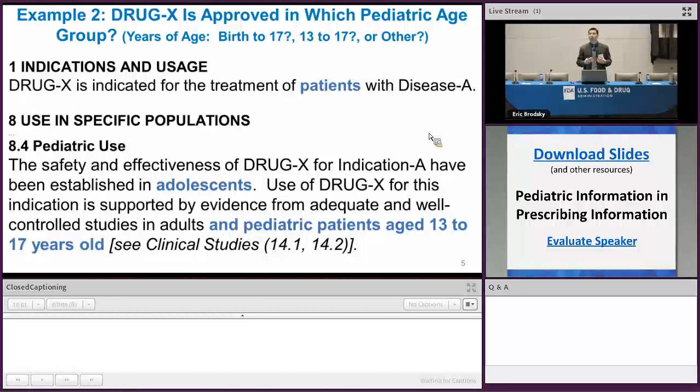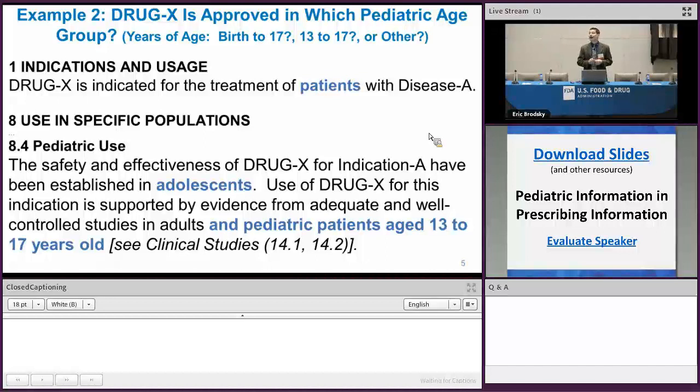So one thought when you're developing labeling: specifically look at section 1, section 2, and subsection 8.4, and have consistent information about pediatric use in all those sections and subsections.